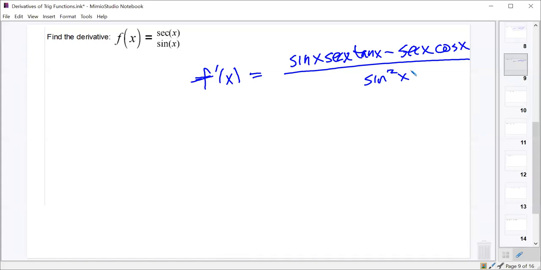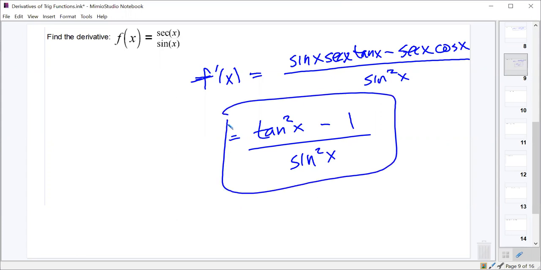Okay, and there are a lot of trig functions in there that we could simplify a bit. Secant is 1 over cosine, so sine times 1 over cosine is what? Tangent. And tangent times tangent would be tangent squared x, and then secant times cosine should be what? 1. Right, because secant is 1 over cosine, so we get cosine over cosine, and then all over sine squared x. This is a good answer, no more simplification needed.